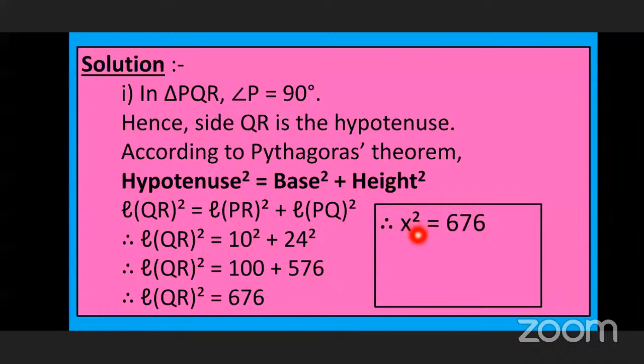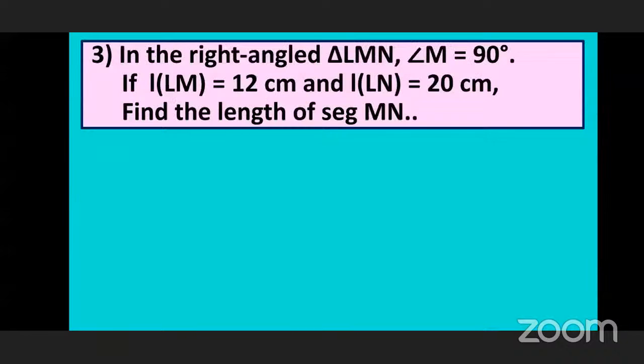And to remove square, what we will do? We will put square root on both the sides. So square root of x square equals square root of 676. And the answer is 26 centimeter. Yes, the answer is 26 centimeter, which is the square root of 676 centimeter. See, the third question is there on the screen.